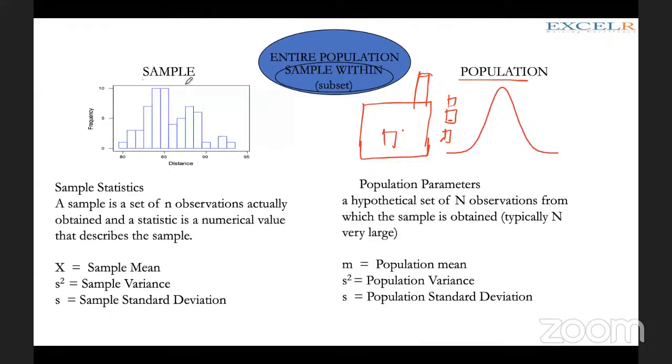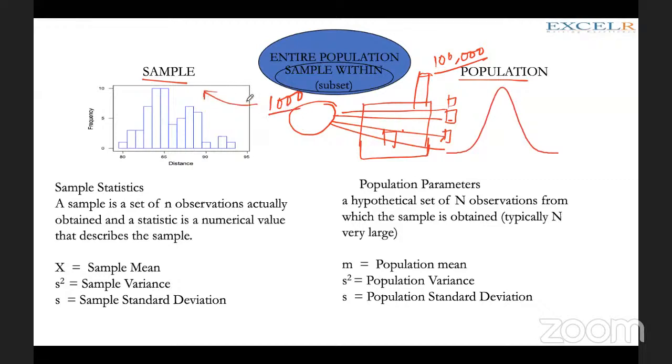And what is a sample? A sample is when you take a handful of representative data points from this. Let's say out of 100,000 laptops which are being produced on a daily basis by this factory, if I consider, for example, randomly 1,000 laptops, so randomly I'll pick 1,000 laptops, then that would be considered a sample.